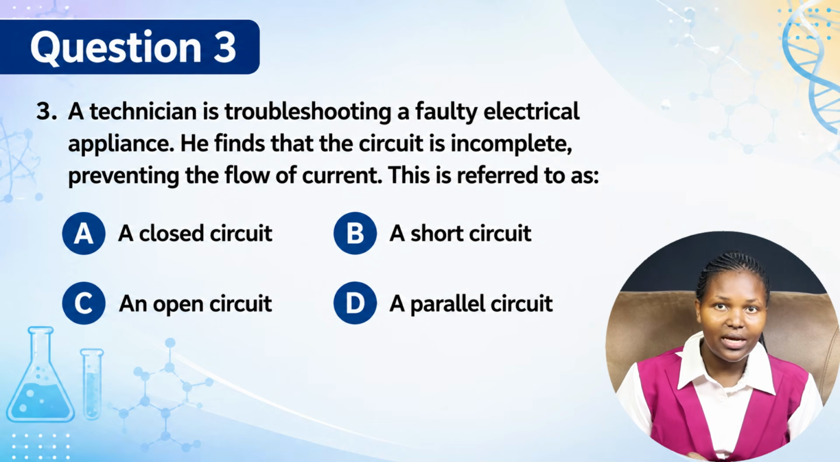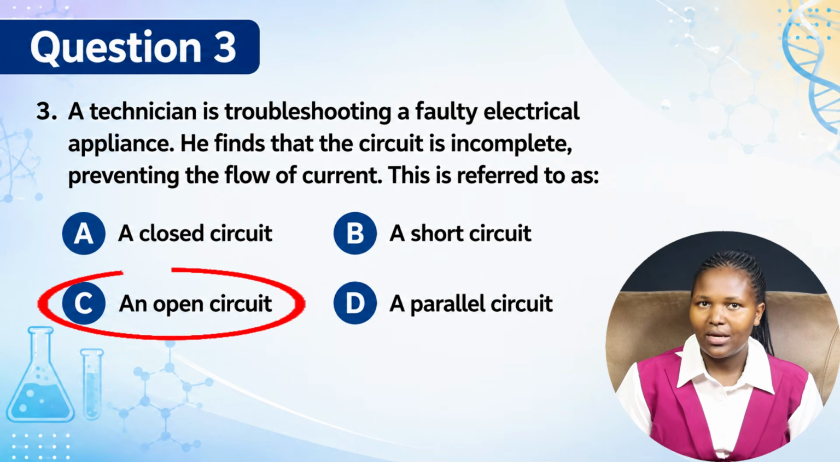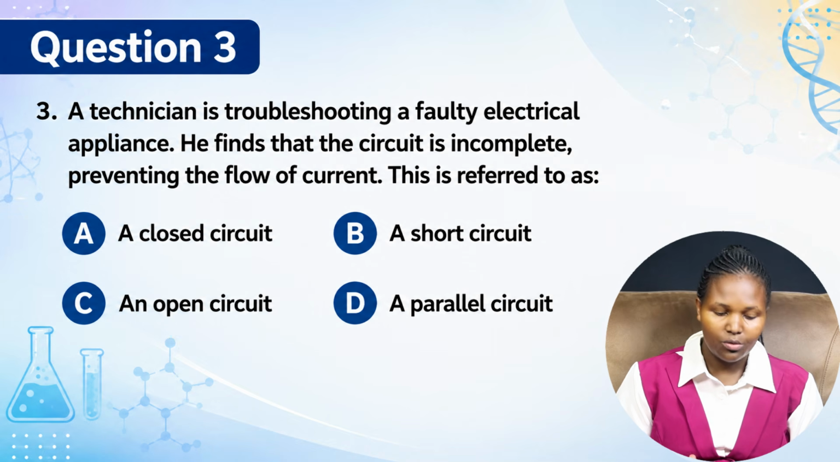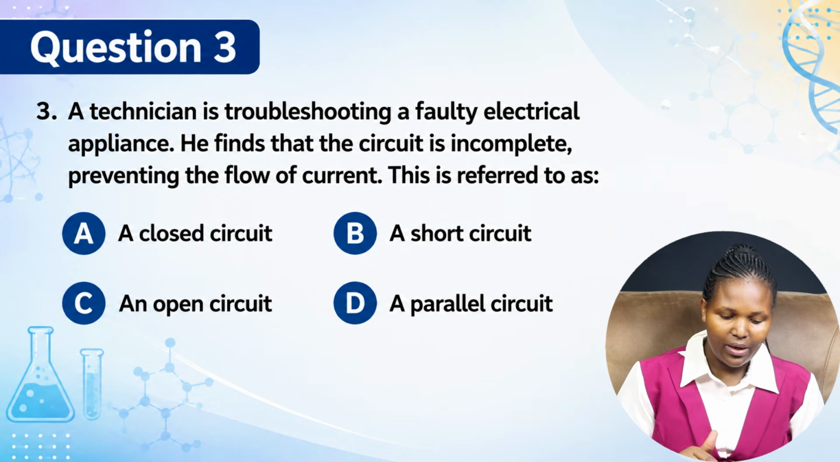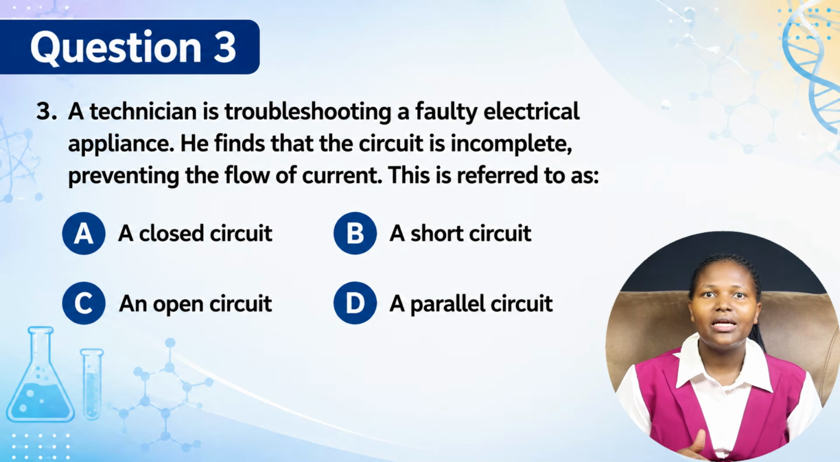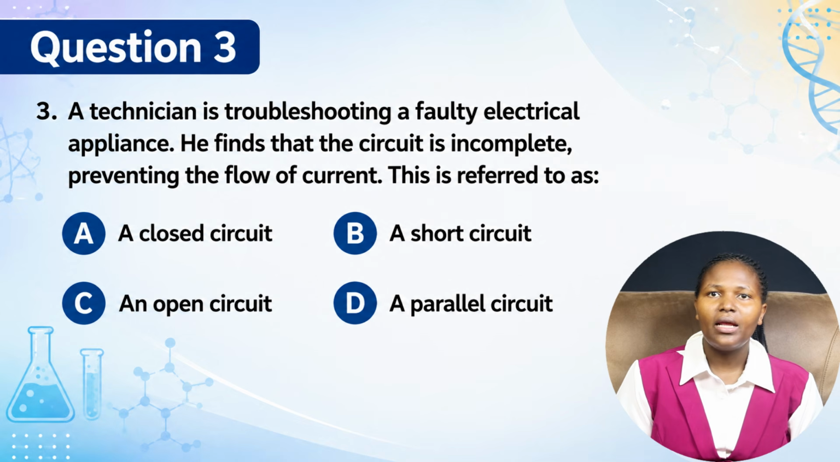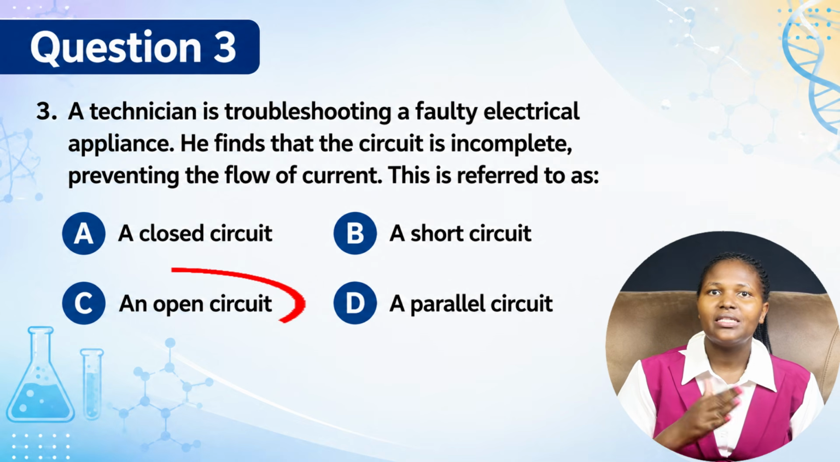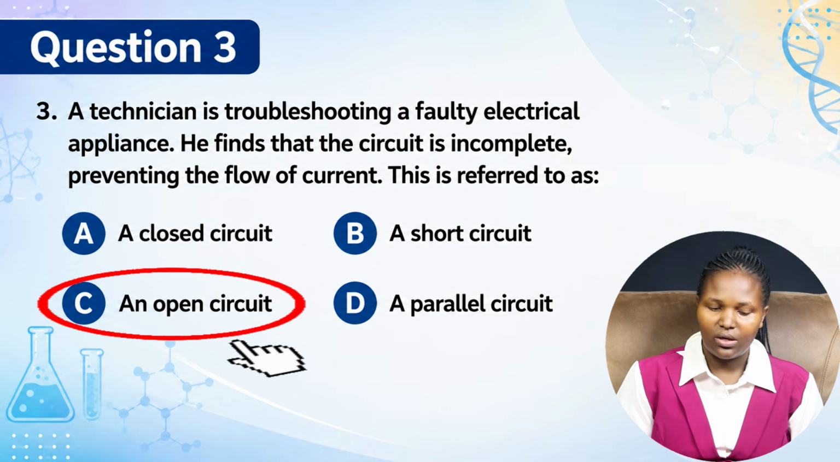Now for this case, the trouble that he has encountered is that the circuit is incomplete. When we have an incomplete circuit, we call that an open circuit. Why? An open circuit has a break, so electric current cannot flow. Let us look at the other options. Option A, a closed circuit. A closed circuit is one that is complete. And then a short circuit is the one that provides an unintended low resistance path. So if there is low resistance, we would call it a short circuit. And then option D, a parallel circuit is the one that has several paths. So that is not the correct option. And the correct option is an open circuit.